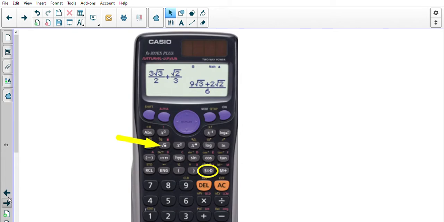For this one, you're going to type in your number, hit the square root key, type in your number, hit equals. But again, you'll get something weird like this for a lot of them. So if you want the decimal, hit this key, the S to D key. That will change it to a decimal for you.